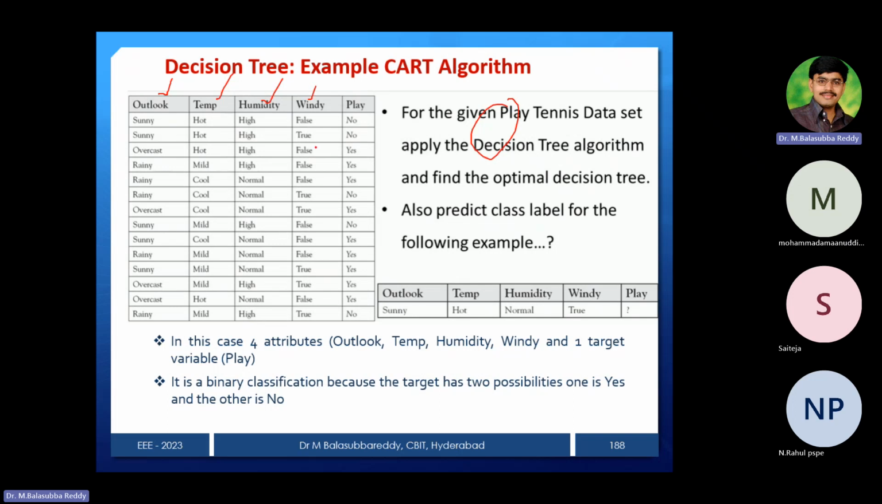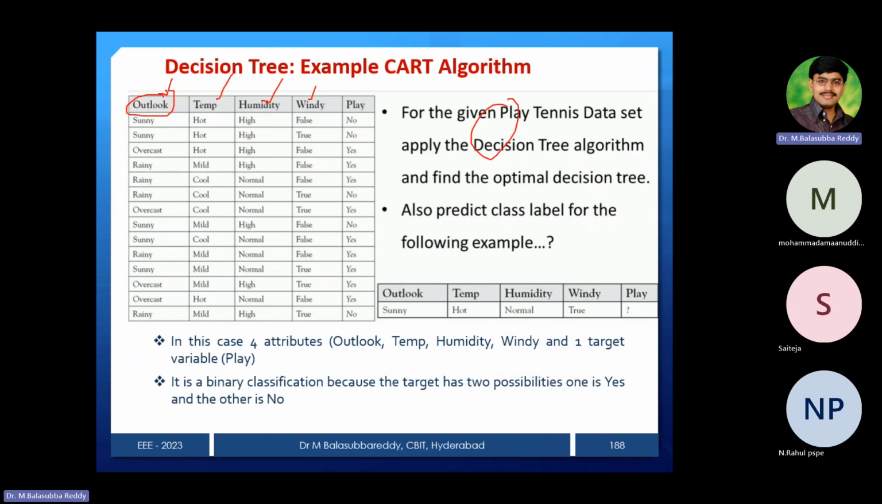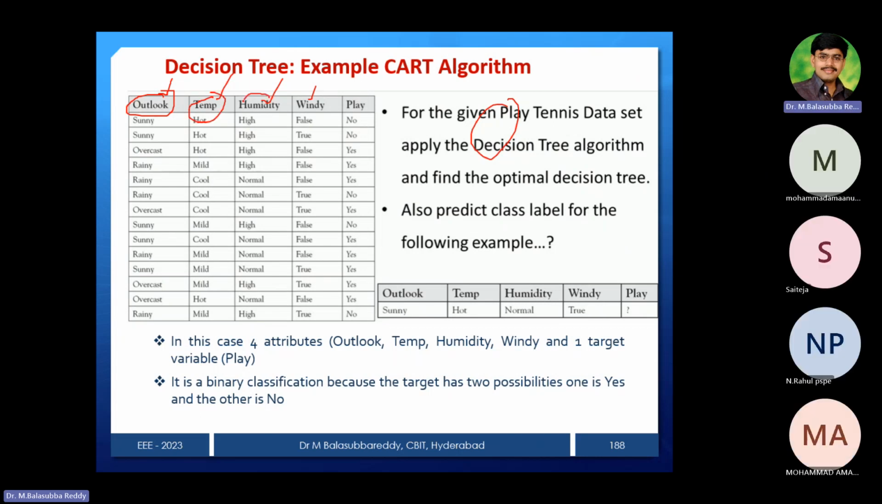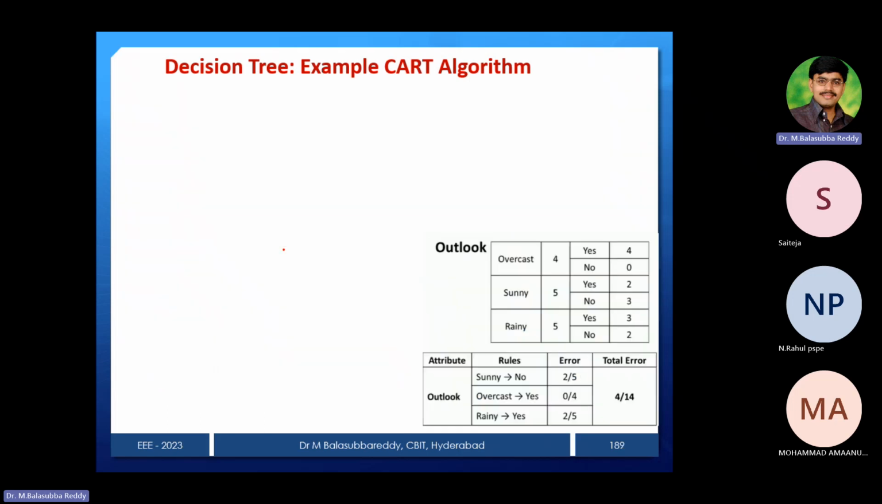For that, you have to calculate something. In the calculation portion, first I will take outlook as the root node, then we'll calculate the error. Similarly, take temperature and find the error, and humidity and so on. From that, you can decide which is your root node. Now, first I consider outlook. In outlook, what are the additional features? Sunny is one condition, overcast is another, rainy is another, three. In those three, you have to set the rules also. First, outlook: I have taken overcast, sunny, rainy.